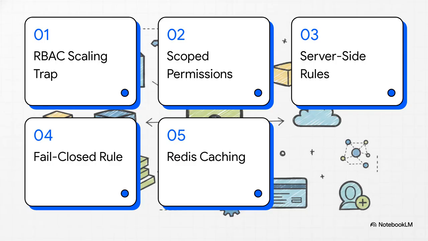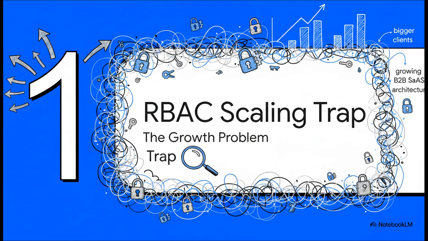Here's our technical blueprint for today. We'll cover the RBAC scaling trap, designing scoped permissions, server-side validation rules, the fail-closed principle, and finally, Redis caching at scale. All right, starting off with part one, the RBAC scaling trap.